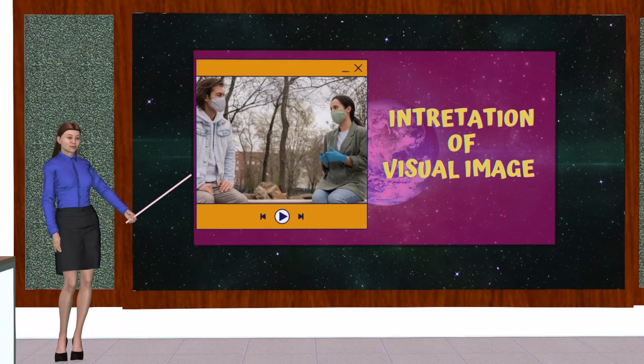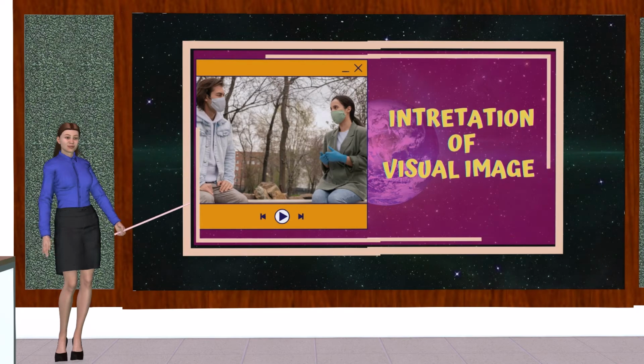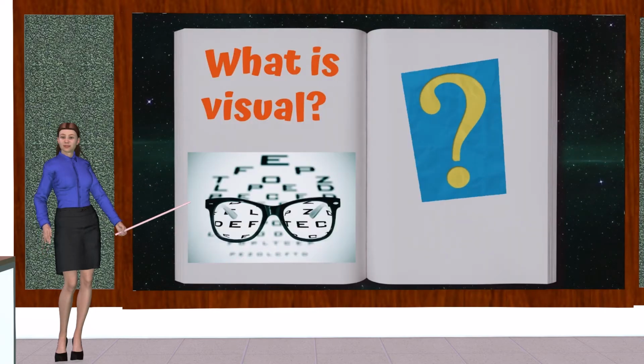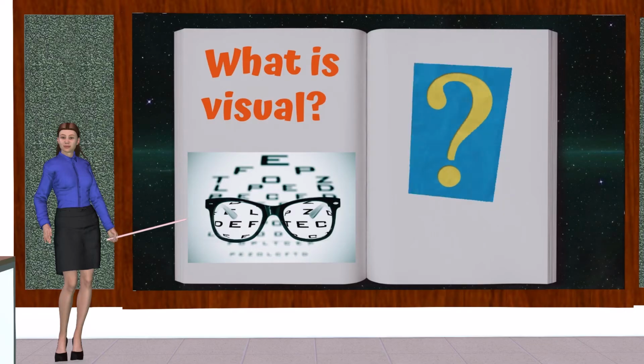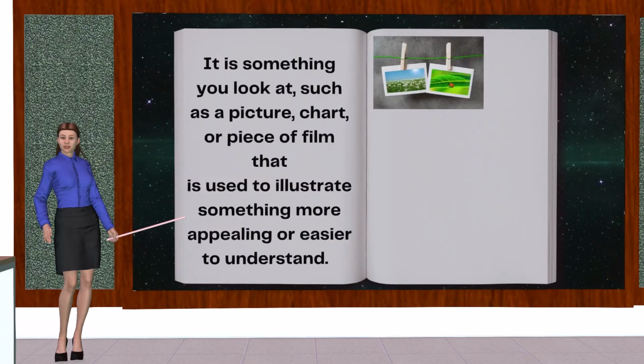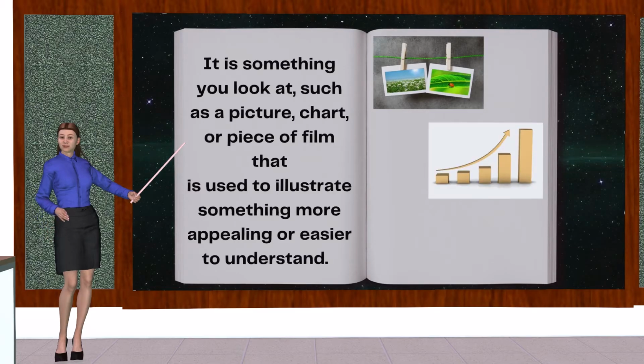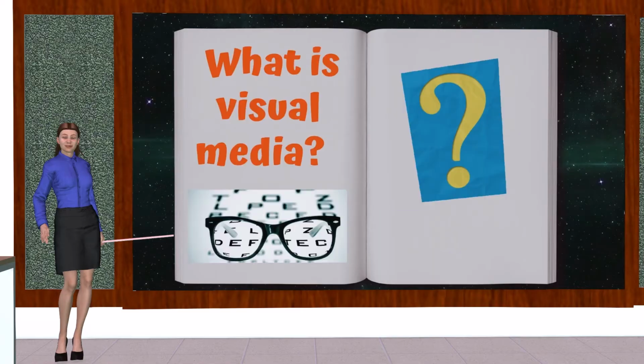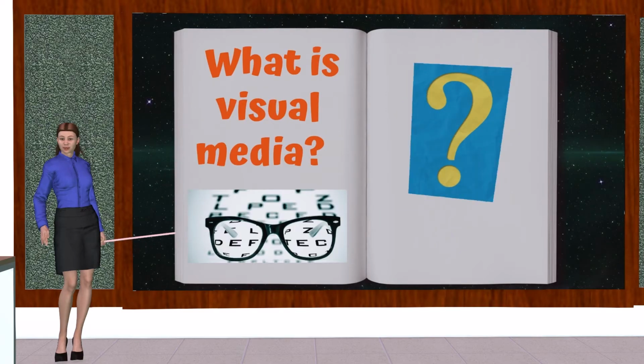Now kids, the image that you've analyzed is an example of visual. What is visual? When we say visual, it is something you look at, such as picture, chart, or piece of film that is used to illustrate something more appealing or easier to understand. Now how about the visual media? Do you know what is visual media?